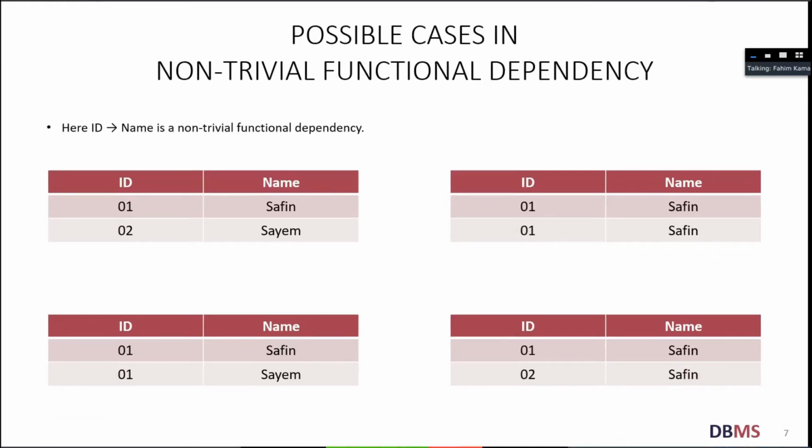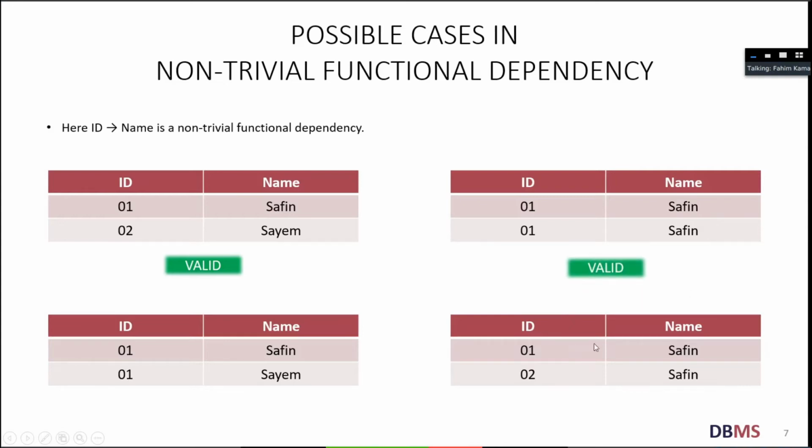And these are some possible cases that can occur in non-trivial functional dependency. Here, ID determines name is a non-trivial functional dependency. In the first case, we have two different names, Shafin and Saim, and both of them have different IDs. So we have no problem identifying each of them. So this is a valid case. In our second case, we have the same name Shafin and they also have the same IDs. So maybe there was some problem and by mistake we put the same information twice in the database. But we have no problem identifying this information, and that is why this is also a valid case.